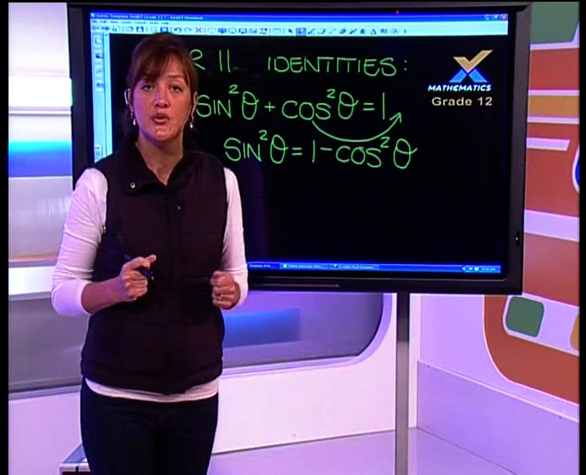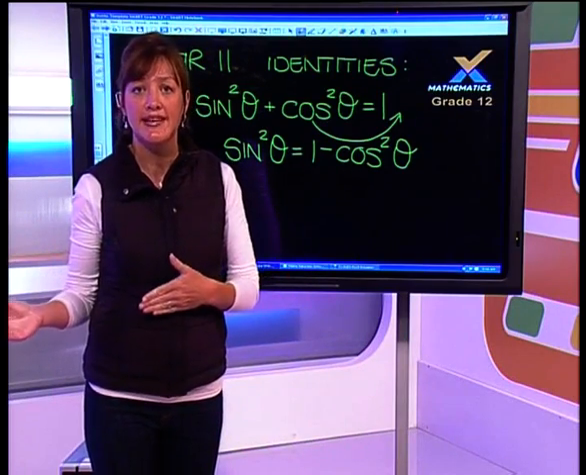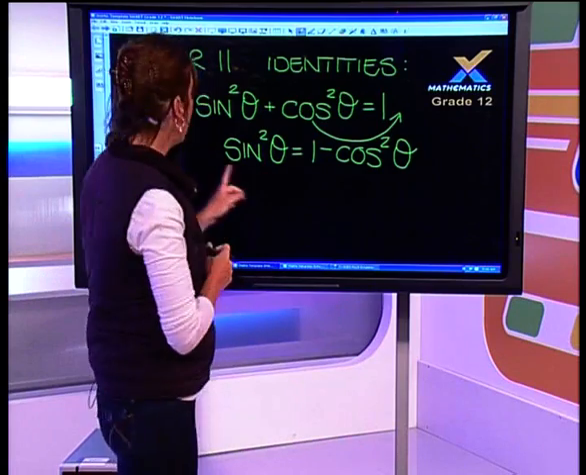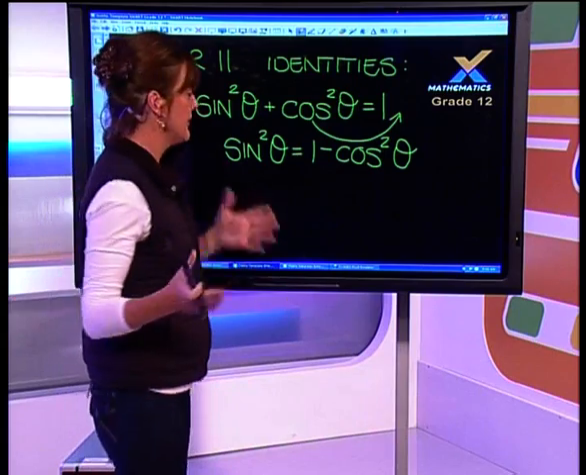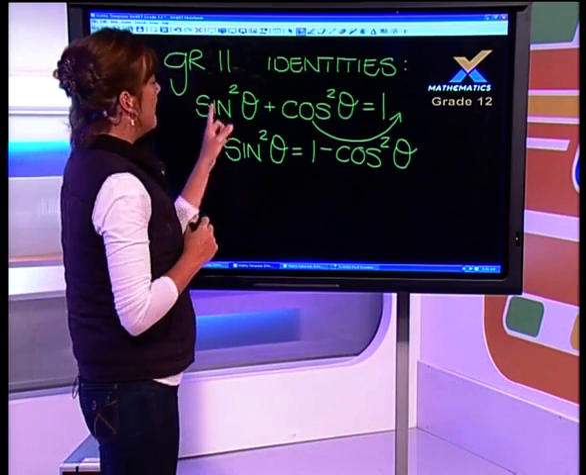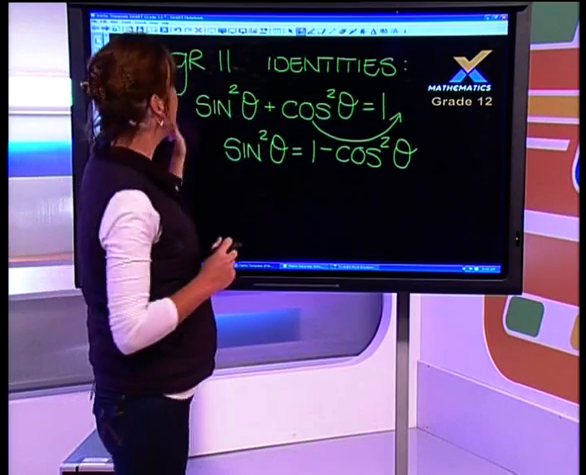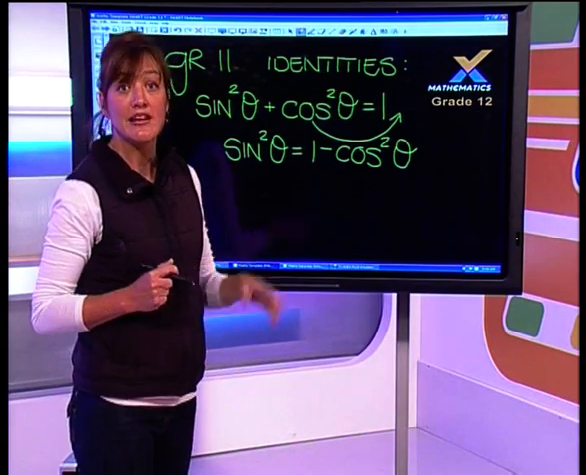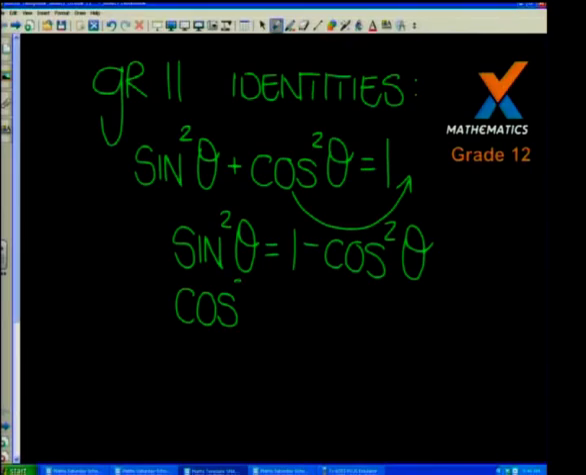Right, so that's something to store in the memory there, please. If we ever see a value of 1 minus cos squared theta, we can convert that to sine squared theta, or vice versa, whichever one works for us. The other way of going about it is if I were to leave my cos squared theta on the left-hand side and take the sine squared theta to the right-hand side. That would give us another identity, which is cos squared theta equals 1 minus sine squared theta.